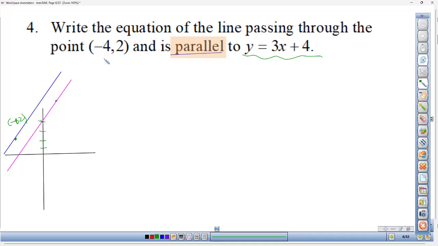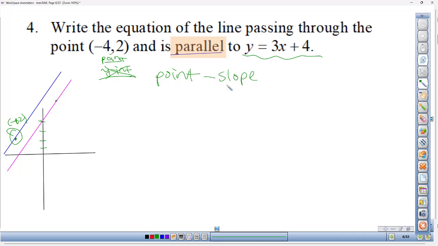Okay, so we want to write an equation for the blue line, and do you notice that this is just a regular old point? It's not a y-intercept, right? This point right here is not on the y-axis. So we can't use the slope-intercept form because we don't have it. We have to use the point-slope. So here I go, point-slope.